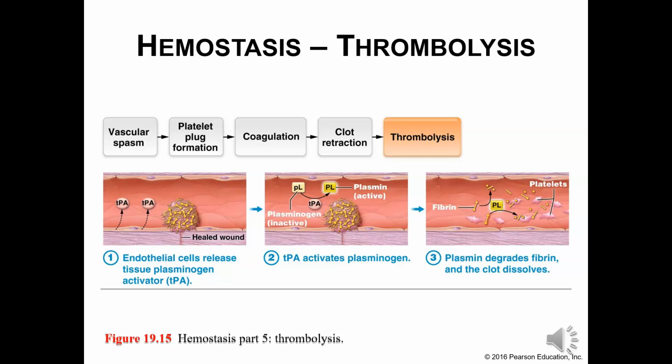So first, the endothelial cells release the tissue plasminogen activator, TPA. Okay, TPA then activates the plasminogen to become plasmin. Plasmin then degrades fibrin, and the clot then dissolves, as you can see here.